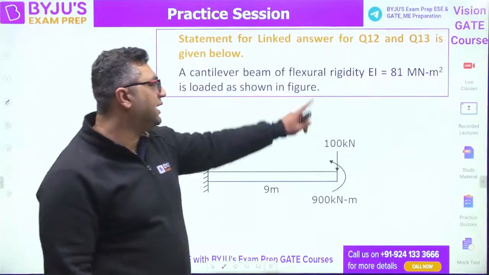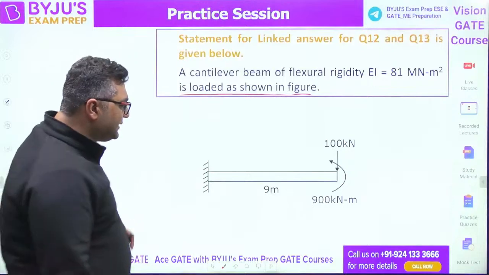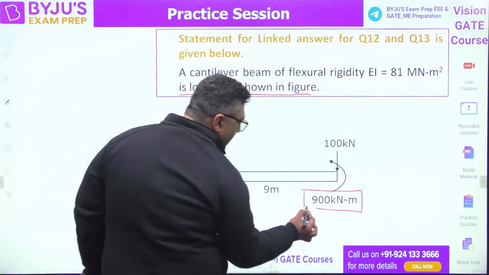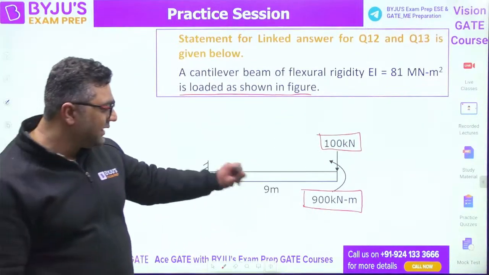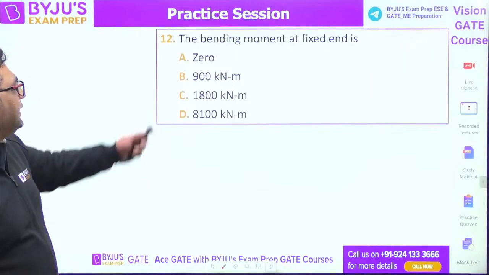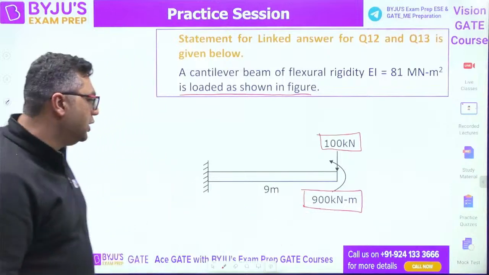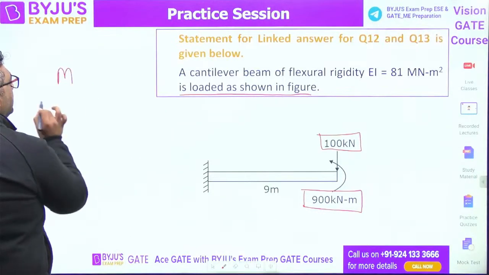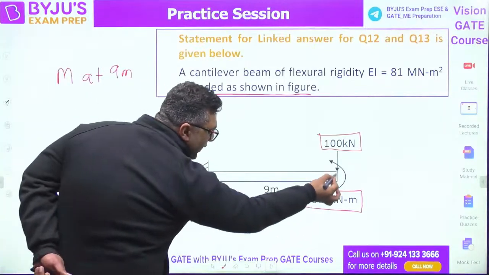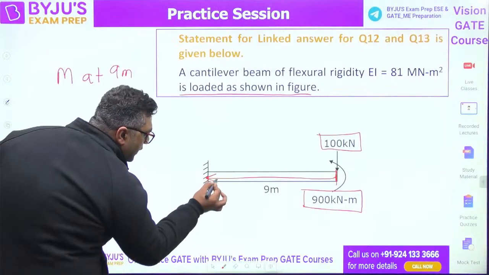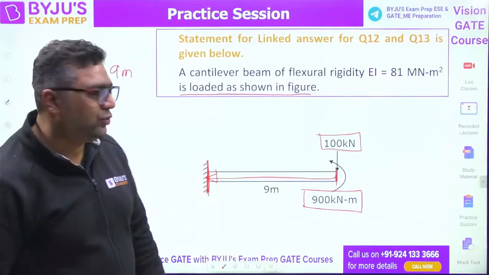A cantilever beam of flexural rigidity 81 meganewton meter square is loaded as shown in the figure. And you can see 900 kilonewton meter is the bending moment applied and 100 kilonewton is the shear force applied. Okay, and what is the question actually? They are saying the bending moment at fixed end is. This is, I feel, not from deflection, but a very easy question. You need to find out the bending moment at 9 meter. So from here, 9 meter will be this. You need to find out the bending moment at this support. Tell me what would be the answer. Let us see how many of you are able to give the answer for this.